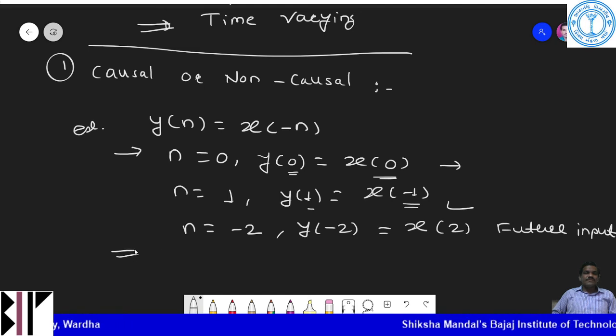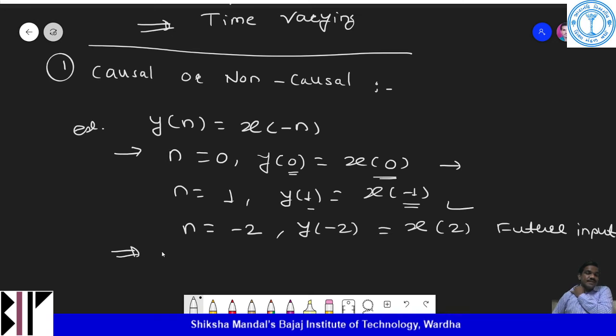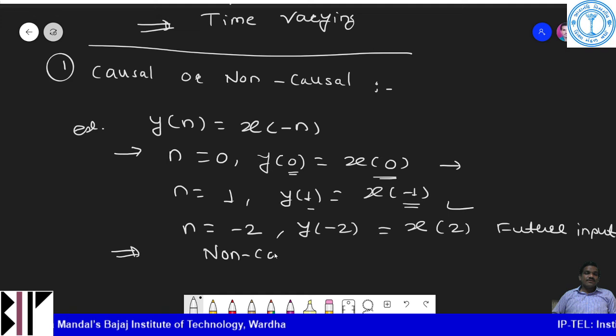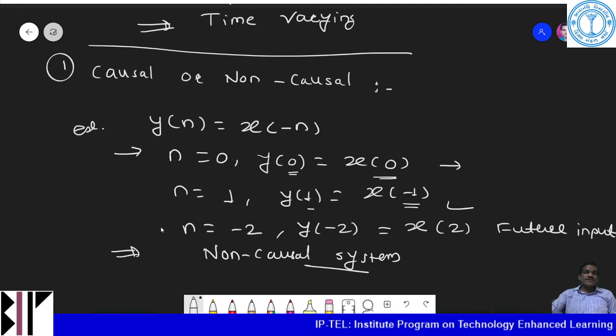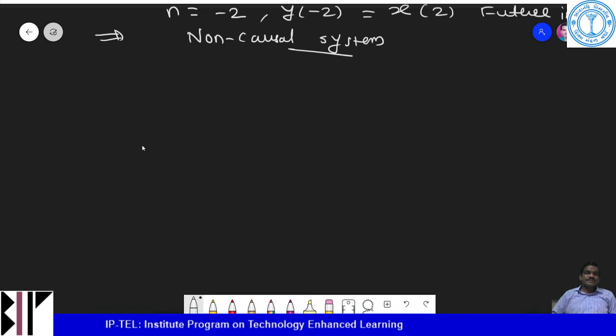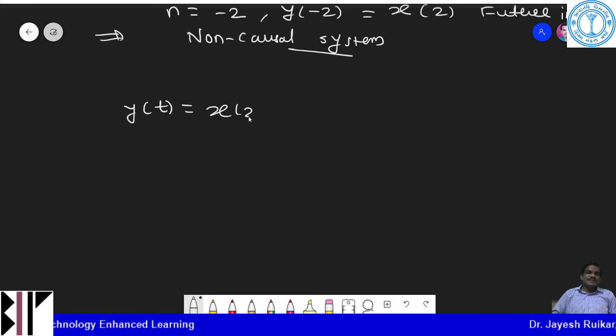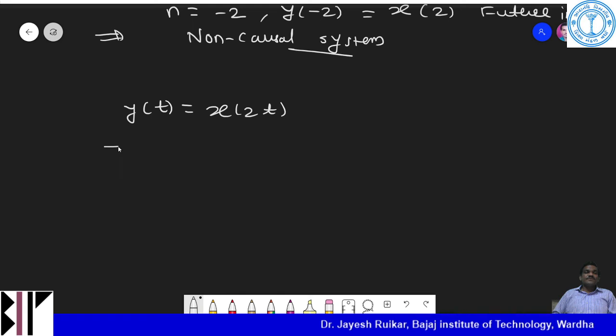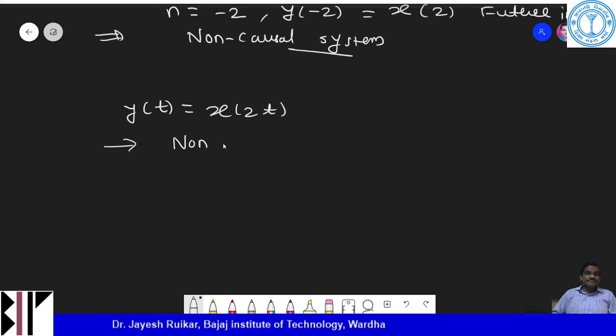So if the system depends upon the future input also, then the system is called a non-causal system. Understood? So take another example in continuous time domain. Y of t is nothing but x of 2t. By looking at the system, we can say that the system is non-causal.